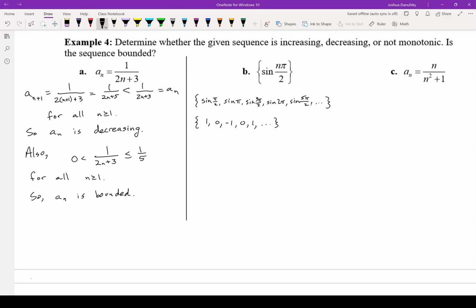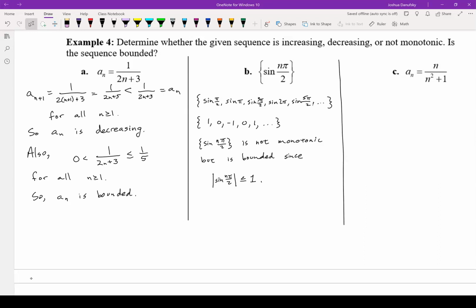So this sequence is bouncing between 1, 0, and -1. So it is neither increasing nor decreasing, so we say that it is not monotonic. However, it is bounded between -1 and 1. And we can write that as the absolute value of sine n pi over 2 is less than or equal to 1.